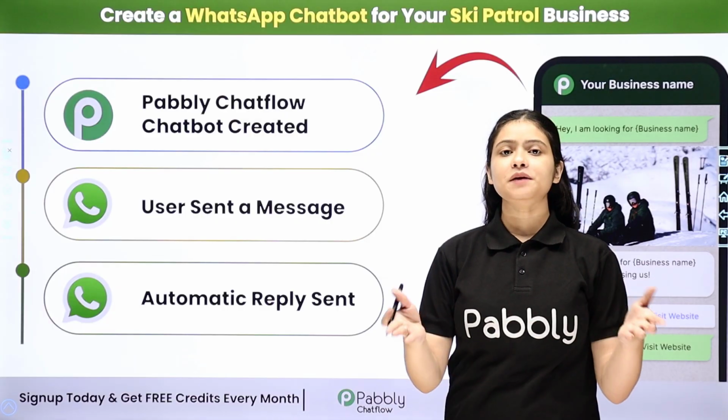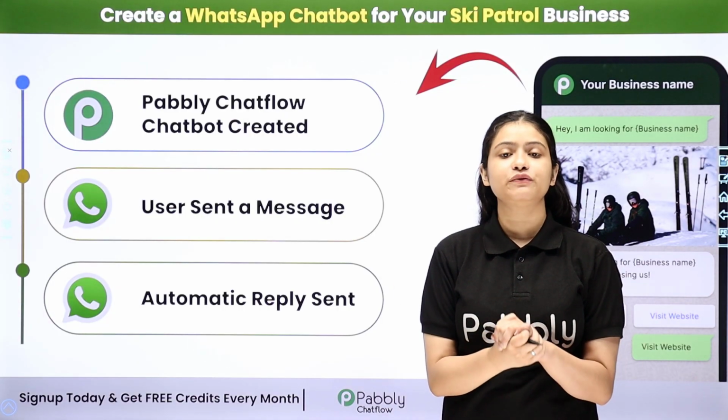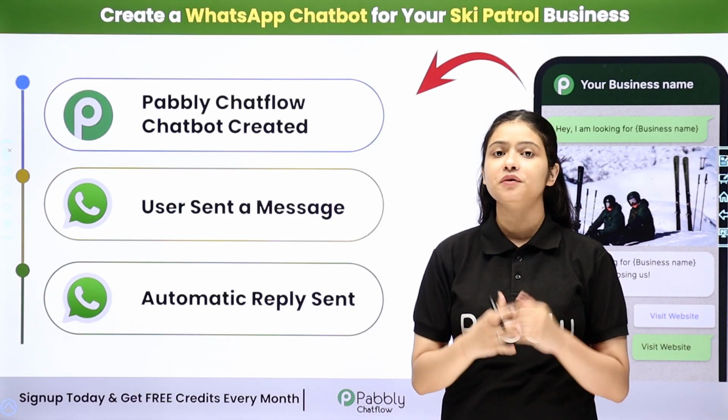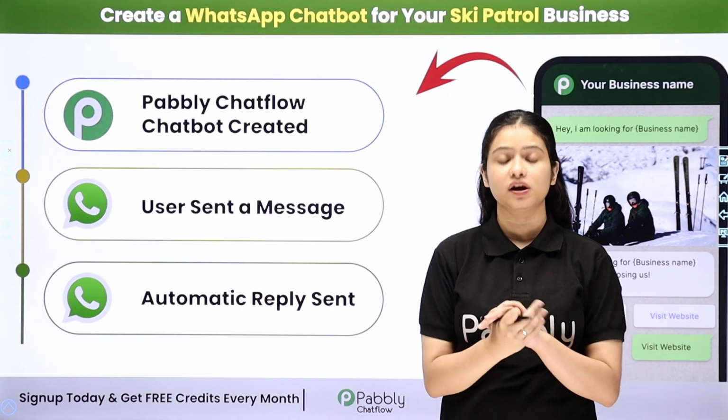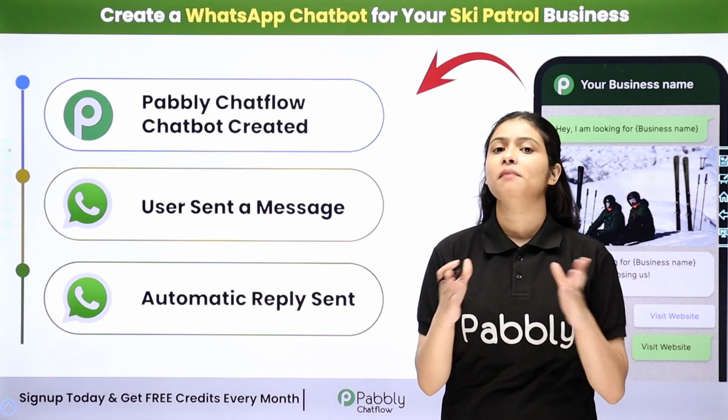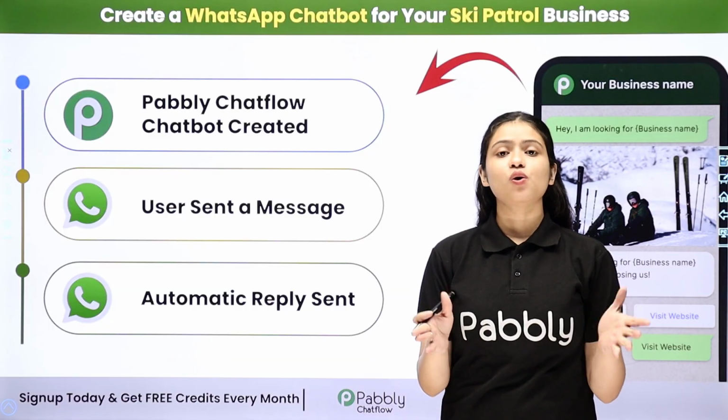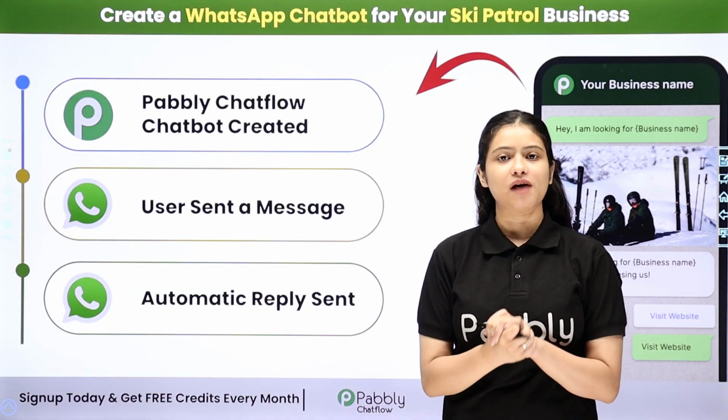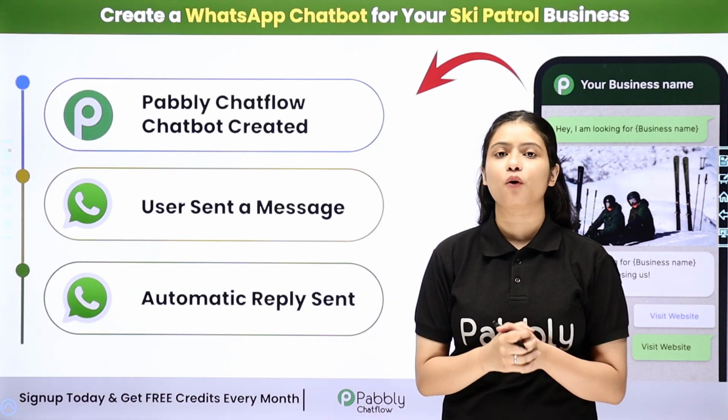So I'm providing ski patrol services for tourists and I'm receiving multiple WhatsApp inquiries regarding emergency, lost and found, and much more. Handling each of the message inquiries manually is a time-consuming task, so I have decided to automate it with the help of Pabbly Chatflow, that is an all-in-one WhatsApp automation tool.